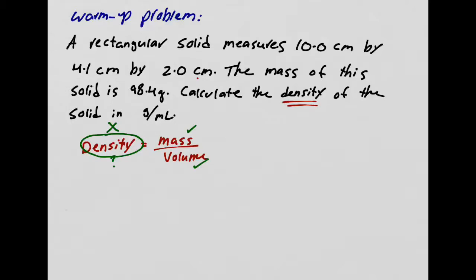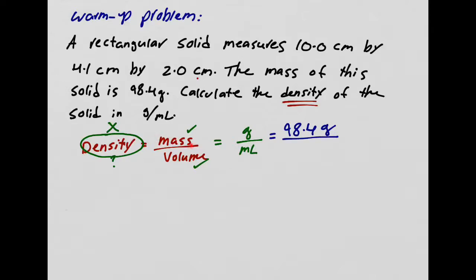And the other piece of information you have to put down right away is that the unit for density they ask you for is gram per mL. That's the unit of density they ask you for. So far, so good. Okay, so let's do this. Now, the mass is given to you, which is 98.4. Perfect. And the unit is gram.